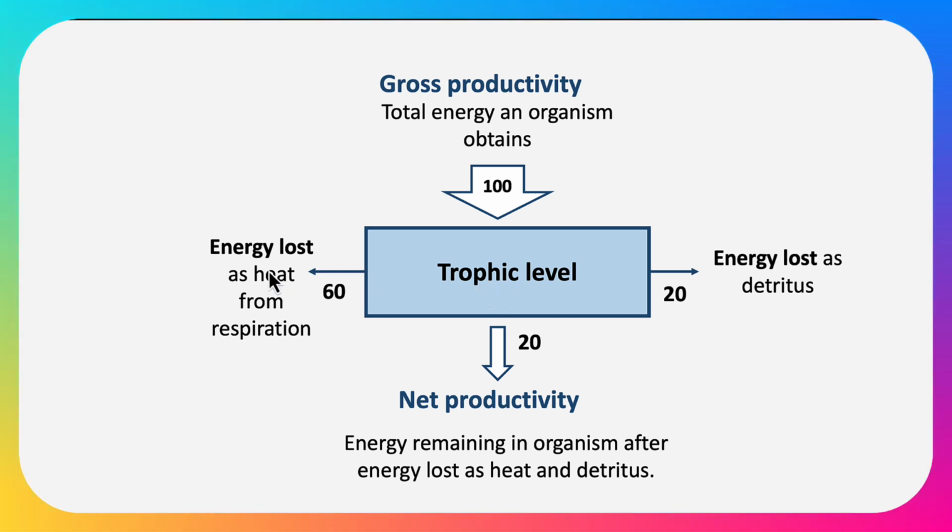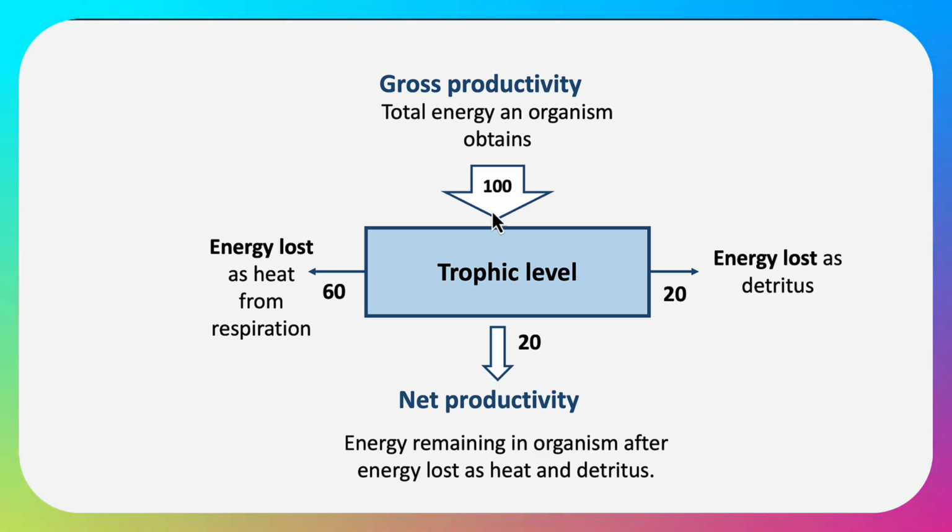So the energy that gets lost as heat from cellular respiration, and the energy that gets lost as detritus, so dropped leaves, undigested food, the organism, when it dies, all of that stuff is detritus. So the energy that remains in the organism after all that is lost is our net productivity. And that's the energy that's available to pass on to the next trophic level.